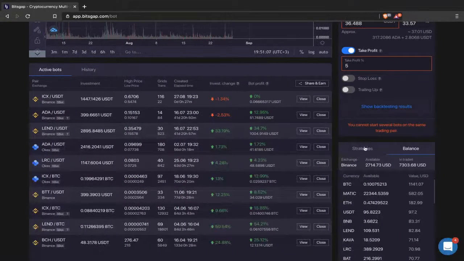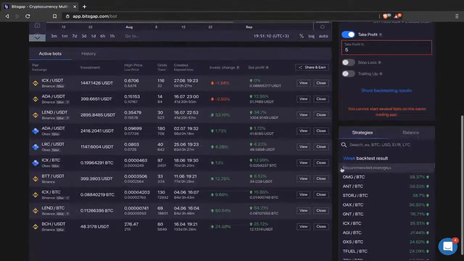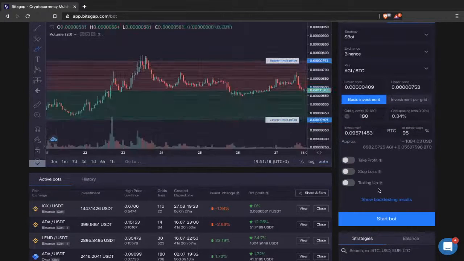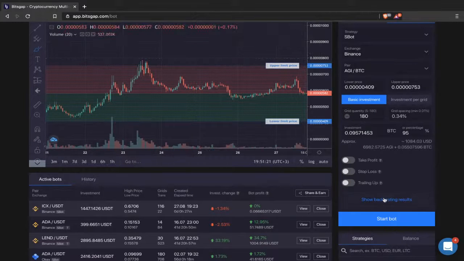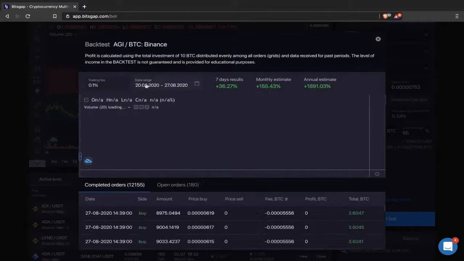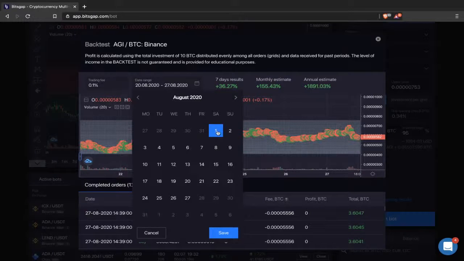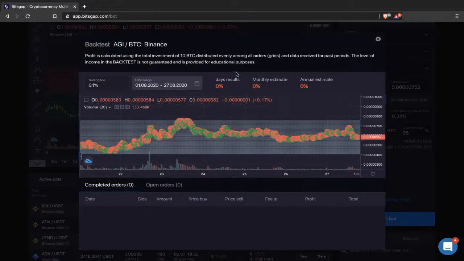Let me show you. So as soon as you select a certain cryptocurrency, let's say AGI trading to Bitcoin, you want to backtest this cryptocurrency. So you click on show backtesting results, and here you have a date range. You see it's already defined by a 7 days period, but I can actually change it. Let's say I'm interested in the period from the 1st of August up until today. So that's going to be 27 days. Let's just give it some time to calculate.